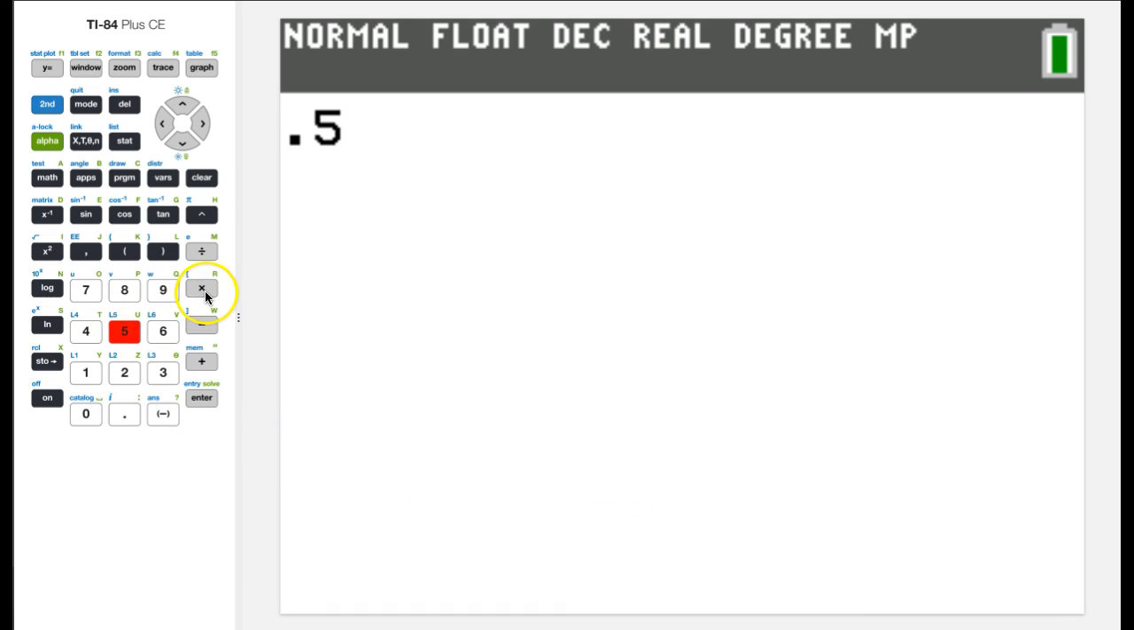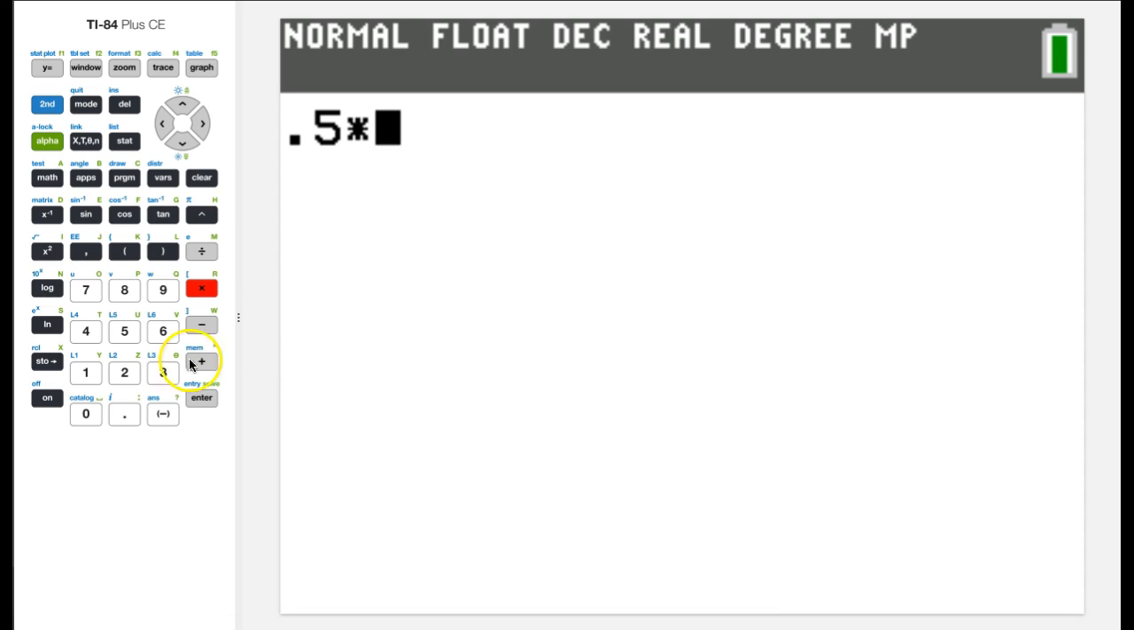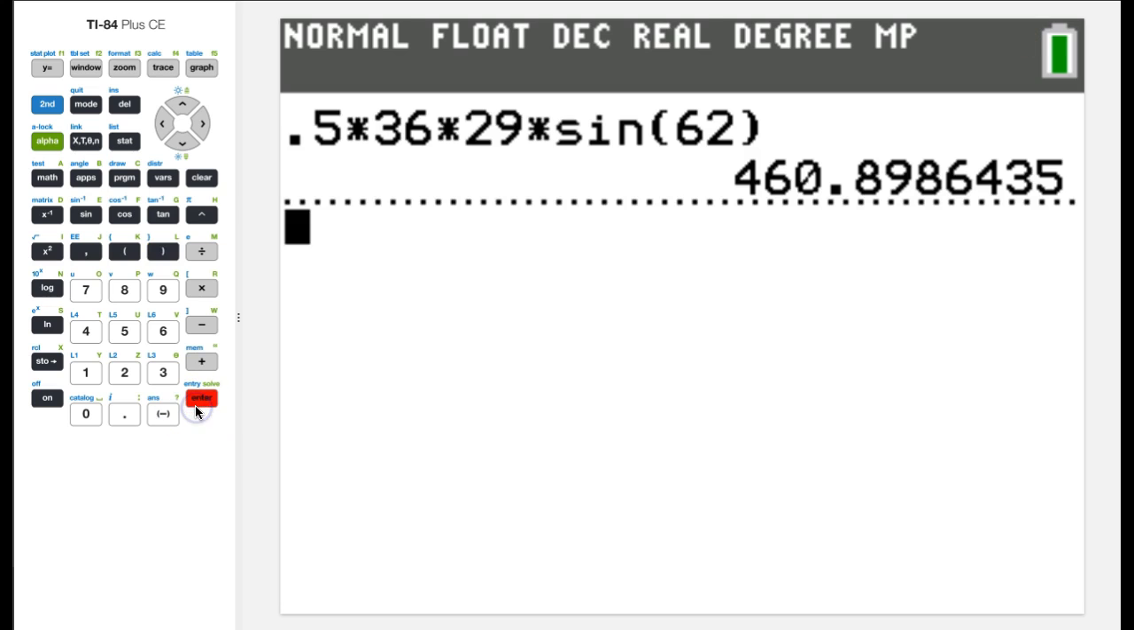So 1/2 times 36 times 29 times the sine of 62. And again, remember, make sure you're in degree mode. So we get an area of about 460.9.